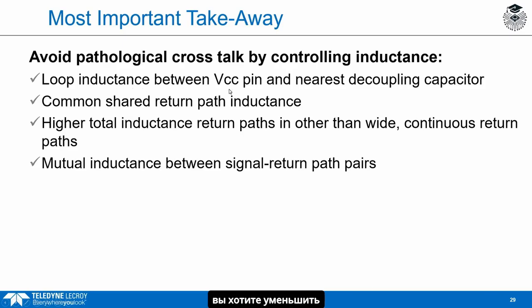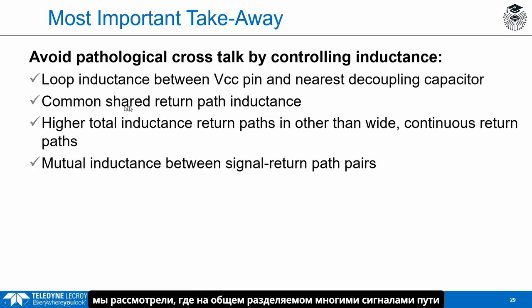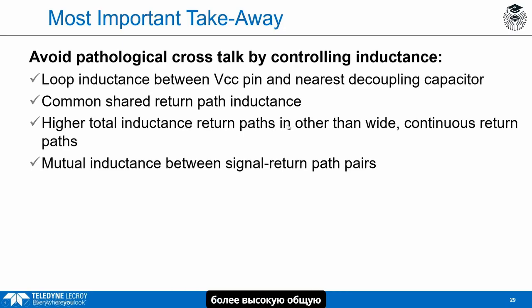That means you want to reduce the loop inductance for power to minimize power rail collapse between the pin on the IC and the nearest decoupling capacitor. We looked at where common shared return path inductance generated ground bounce. Anything other than a wide continuous return path is going to have higher total inductance for that return path. We want to use planes wherever possible and watch out for that mutual inductance between other signal return path pairs.